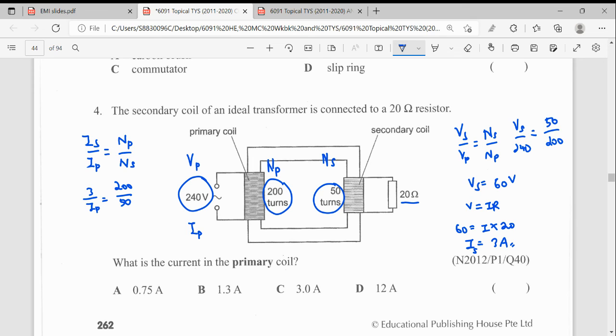Okay, then you get your Ip to be 0.75 ampere. Okay, so the answer for this is actually A. Okay, then that's how we can solve this question.